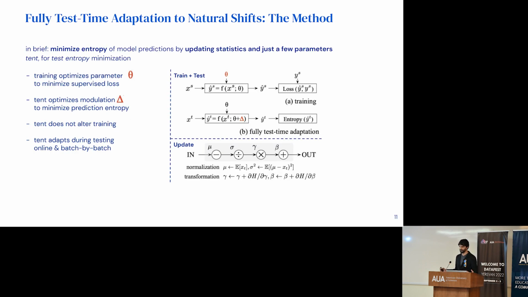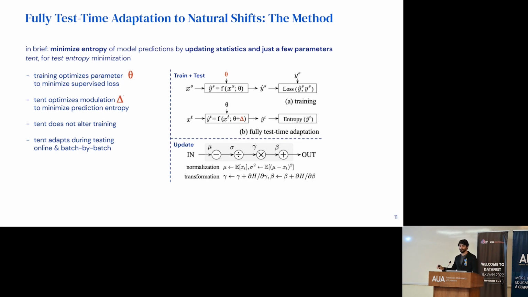So now what are we actually going to do about it? Our method in a nutshell is to minimize this entropy of the predictions. We're going to optimize for the model to be confident with two steps. One is updating the statistics, which I'll show you what I mean by that, and also updating just a few parameters. And that's where we get the name of our method, TENT, for test entropy minimization.